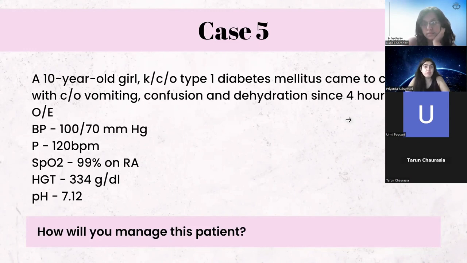And you have to see your pH. That is the thing. First, see your pH. If your pH is greater than 7.3, then you just give insulin to reduce the blood sugar, because then they are not at risk for acidosis. They do not have severe acidosis. But here with 7.1, you have a very severe acidosis. So you have to correct your acidosis, you have to correct your potassium, and you have to correct your dehydration.